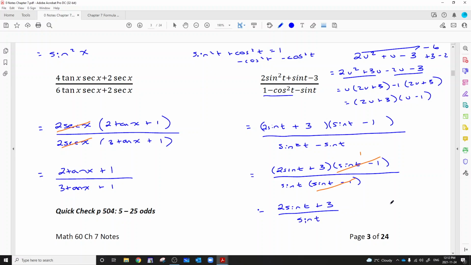Do not be tempted to simplify. That would be called cancelitis. It's a major disease, right? Everybody's like, oh, look at the sine t's. They're just going to go away. This sine t is part of 2 sine t plus 3. It's not a factor of your entire numerator. So it's not available to simplify unless you take all of 2 sine t plus 3. So this is fully simplified and done.